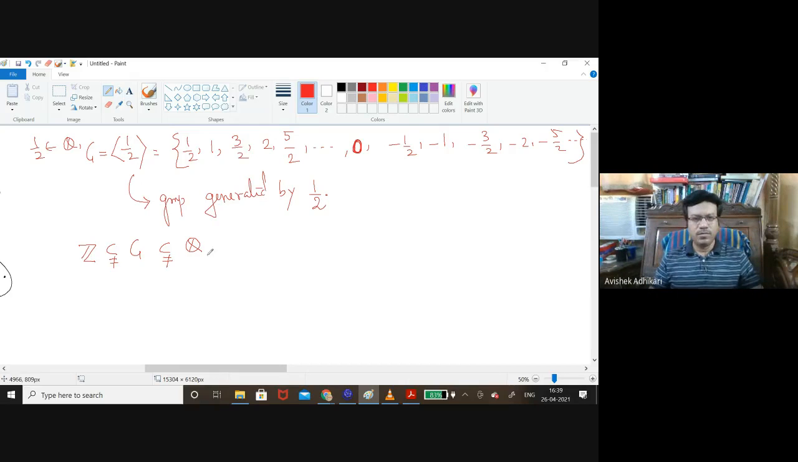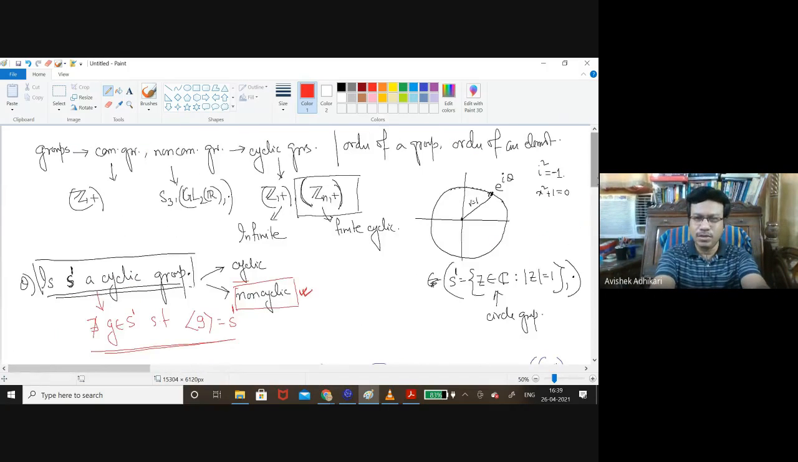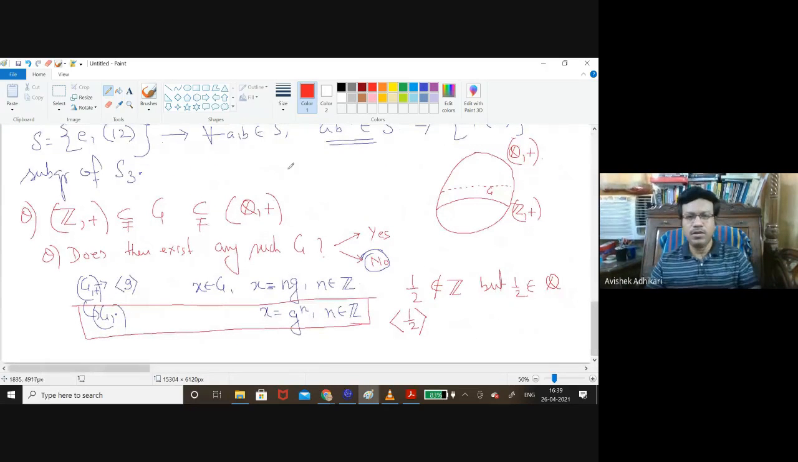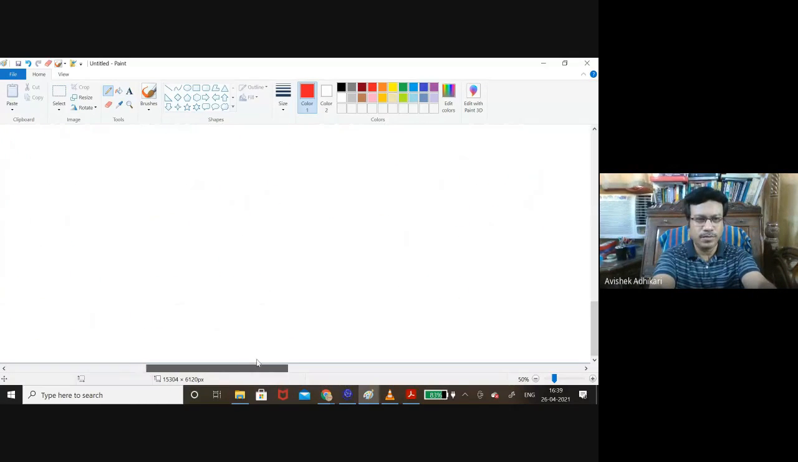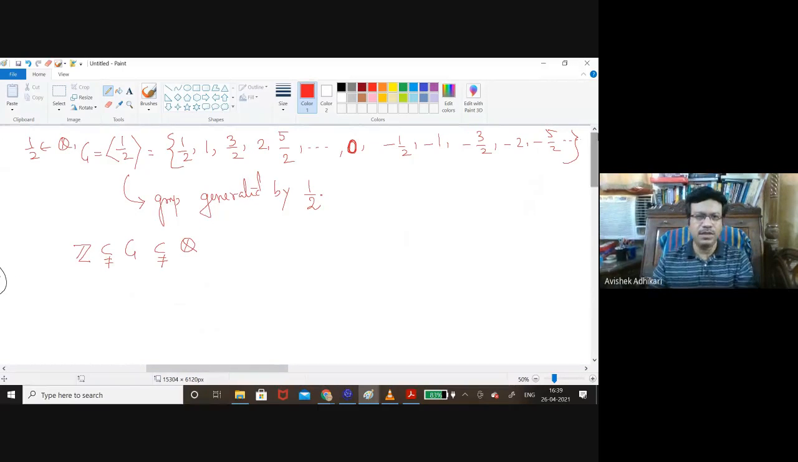Any problem with understanding that? So apparently you thought that your answer was no, right? But it's not the correct answer. The answer should be yes. Now you can understand that you can construct infinitely many such subgroups in between Z and Q. Can you tell me any other subgroup within this range? The subgroup generated by 1 by 3. Very good.